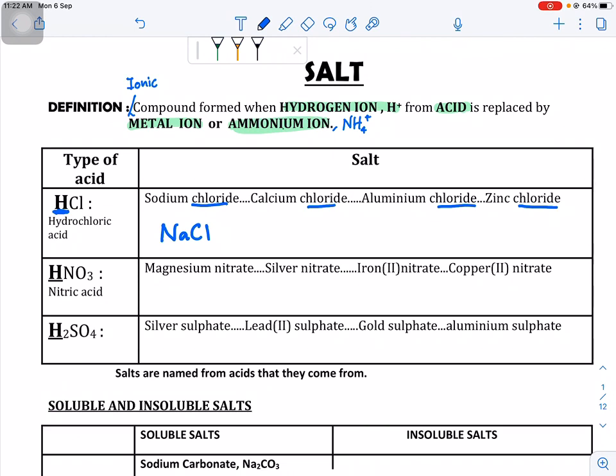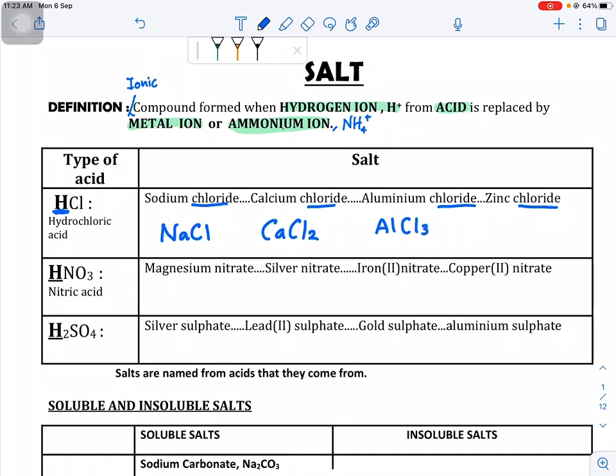Second example, what happens when the metal ion is calcium ion? The calcium ion replaces the hydrogen ion from the acid, so we get the salt named calcium chloride, CaCl2. And aluminium chloride is also a salt. This salt is formed when the hydrogen ion from the hydrochloric acid is replaced by the aluminium ion, so we get aluminium chloride.